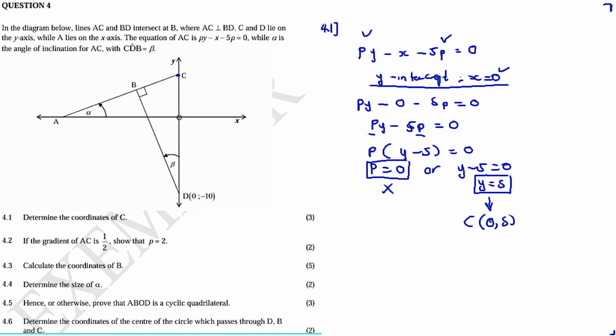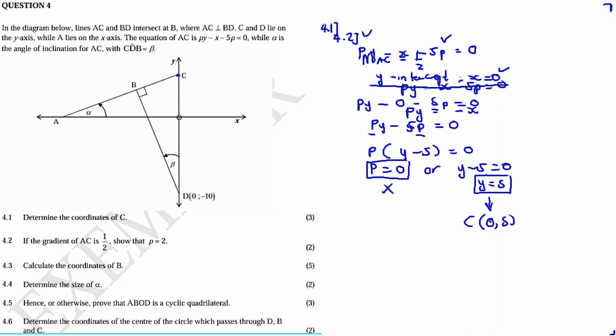Okay, so 4.2: if the gradient of AC is a half, show that p is equal to 2. So for 4.2 we have AC, and they are saying that the gradient of AC is equal to a half. Show that p is equal to 2.